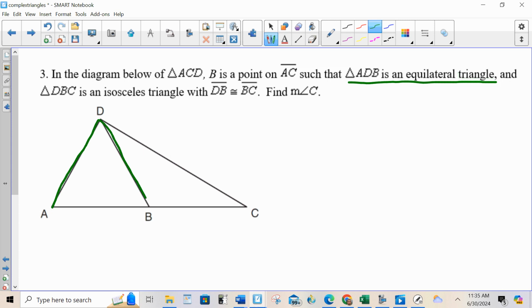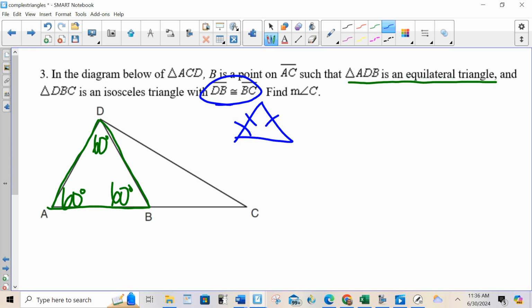ADB is equilateral, and I know that an equilateral triangle has 60, 60, 60. All right, I dealt with that. I read on. And triangle DBC is isosceles with DB congruent to BC. Very important. When they tell you that two sides are congruent, mark the sides, mark the angles opposite them. DB, BC, mark the angles opposite them.